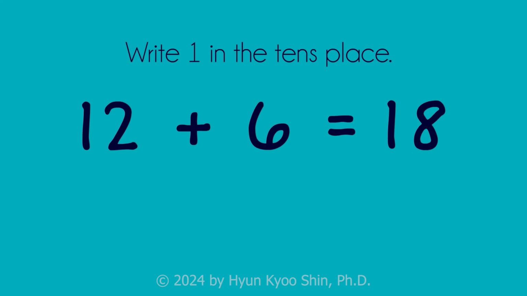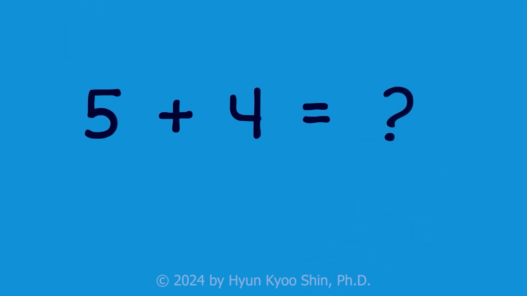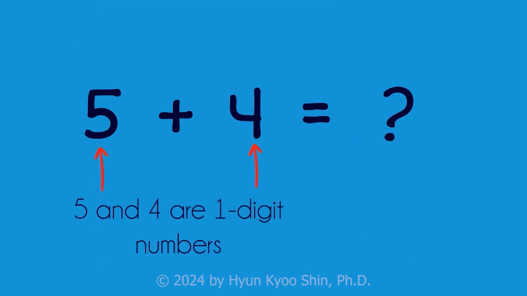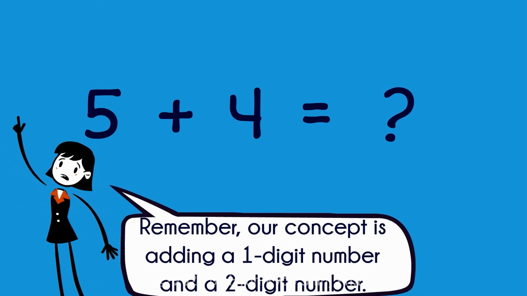How about the next example? 5 plus 4 is equal to. 5 and 4 are one-digit numbers. Remember, our concept is adding a one-digit number and a two-digit number.